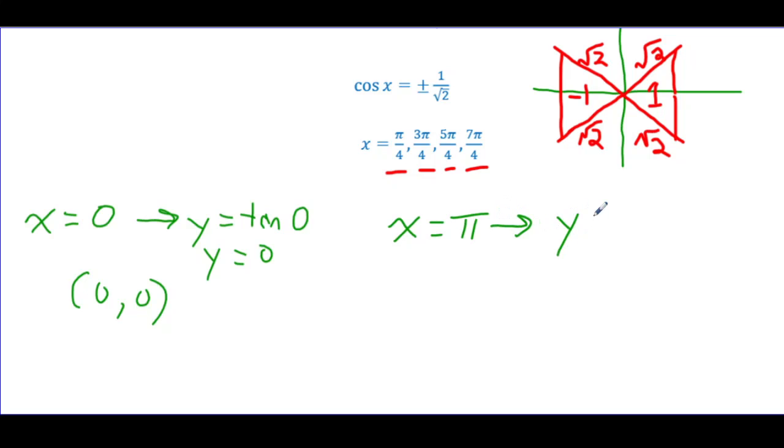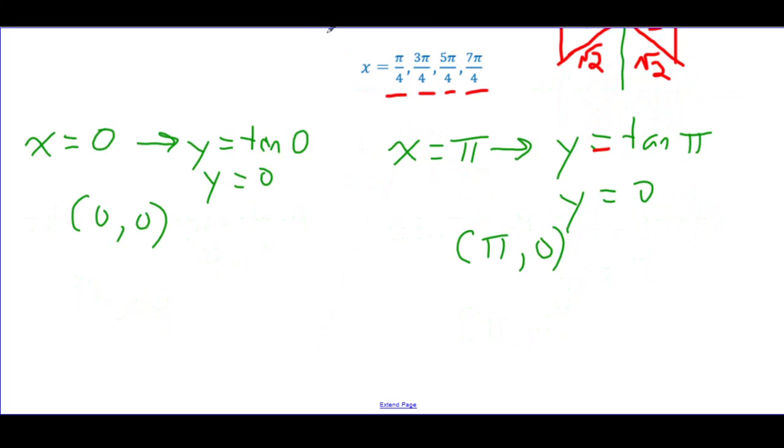Gives us y equals tan pi. That is also equal to 0. So (pi, 0) is another point of intersection. Now we should understand that. Why do you get 0 here? Why is tan of pi equal to 0? Well, because tan is y over x, and at pi radians you're over here, and your y value is 0, so your tan is equal to 0.